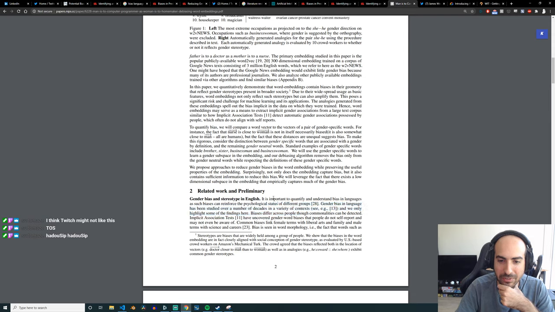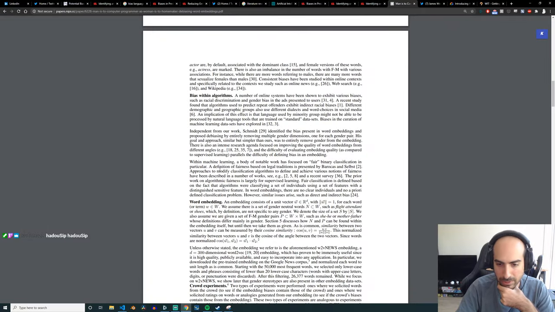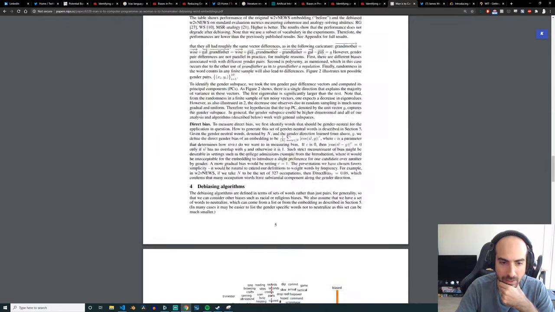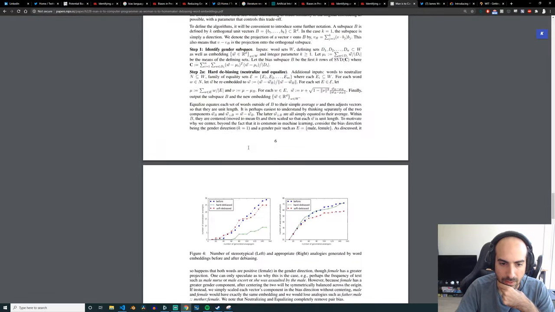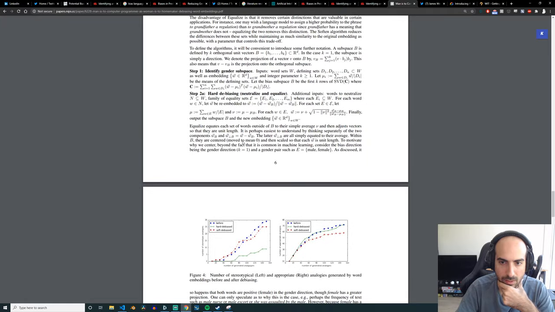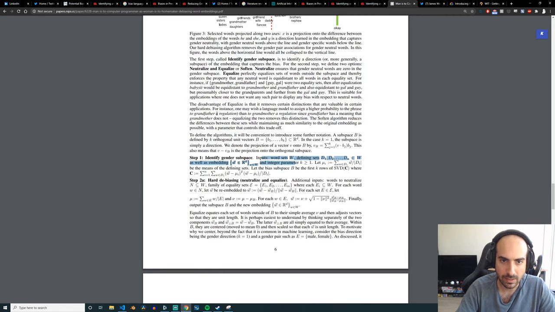So it is important to quantify and understand bias in language, as it can reinforce the psychological status of different groups. Okay, bias within algorithms, or bias within word embeddings. Sure, we saw this earlier. Analogies exhibiting stereotypes. Okay, so all of this is stuff we saw earlier. Soft bias correction. Oh yeah, so this is the subspace thing.